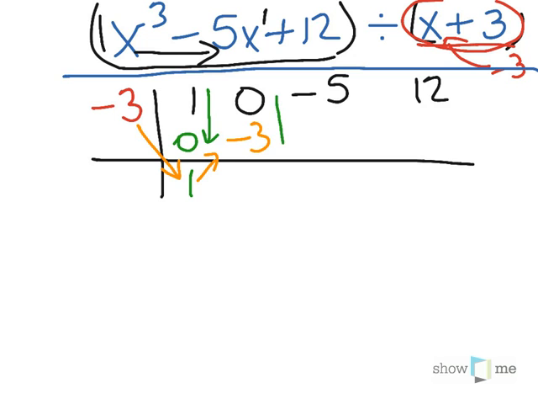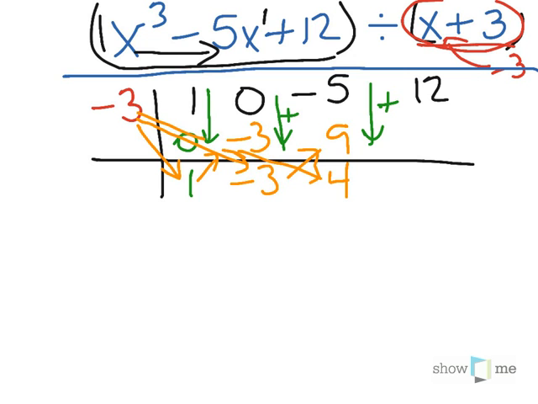Now I go back to my other step. I'm going to add down. 0 plus negative 3 is negative 3. And now I'm going to take negative 3 times negative 3, put that answer right here, which would be positive 9. And once again, add down. So negative 5 plus 9 happens to give me 4. Now I'm going to take negative 3 times 4, and negative 3 times 4 is negative 12. And when I add those down, I happen to get 0.